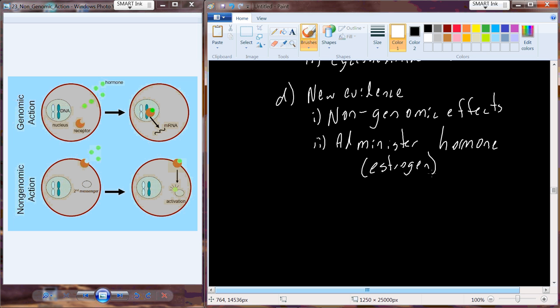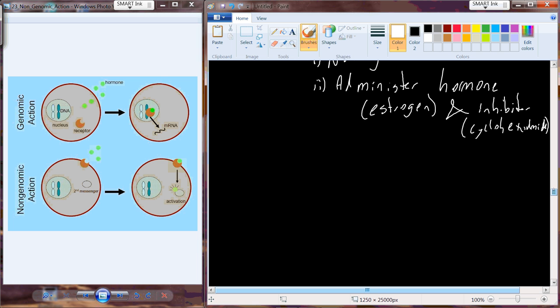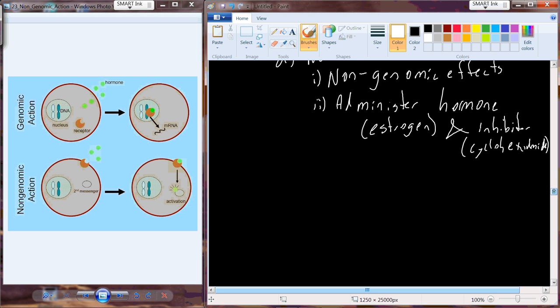Okay? If I were to do the same experiment and I were to put in an inhibitor, and let's say that inhibitor is cycloheximide, which is going to block transcription. So now I no longer can produce messenger RNA molecules, right? If estrogen is causing its physiological response through a genomic effect, I should no longer see that physiological effect because I've blocked part of the pathway, right? Is everybody kind of following me?